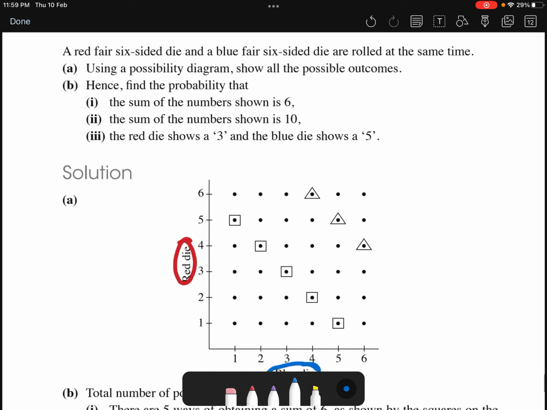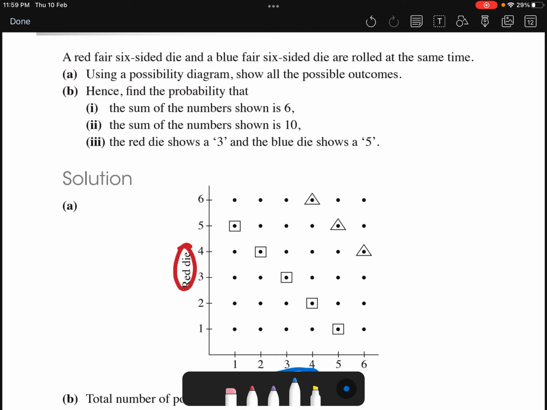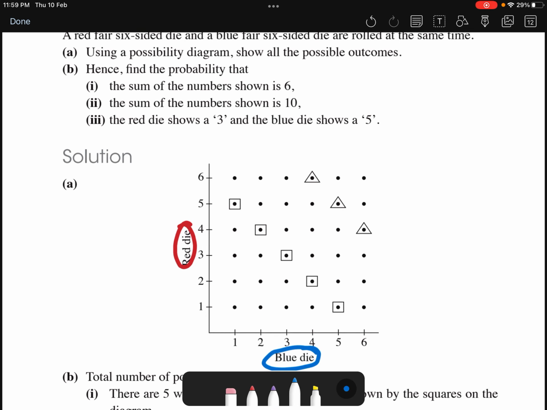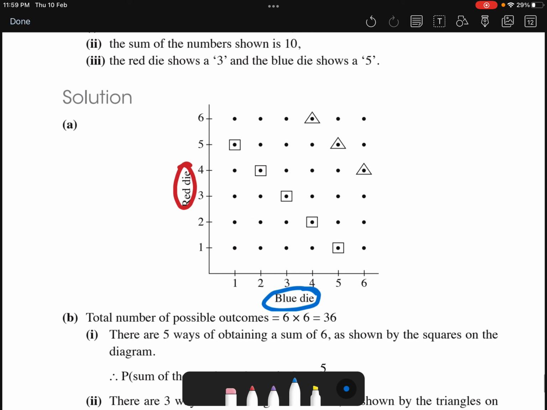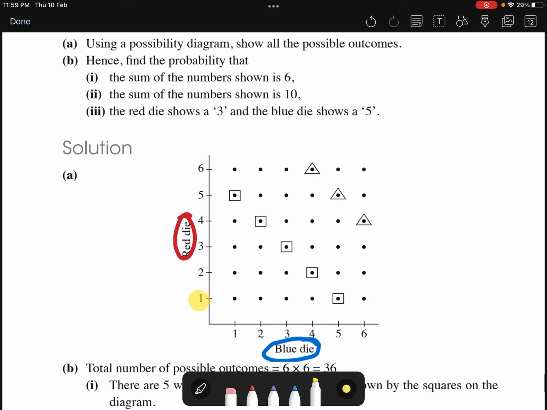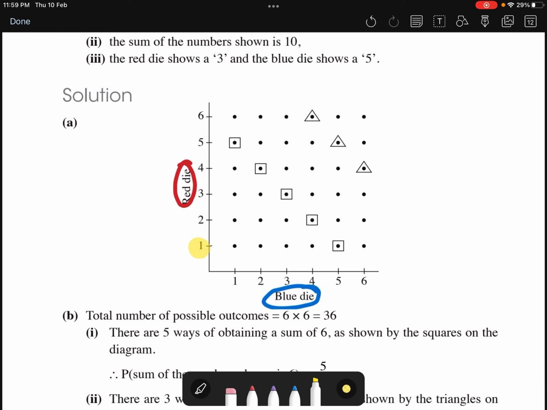Okay, part B. Hence, use our possibility diagram, right, to find what is the probability that the sum of the numbers shown is 6. So this one we need to list one by one. Okay, so first thing first, I look at the red die. So red die, if I look at 1, so 1 plus what will give me 6? So the blue die must be 5. So this is 5, so I circle.